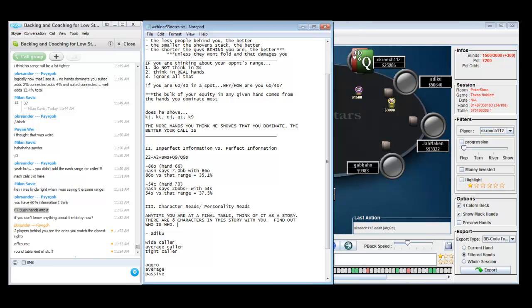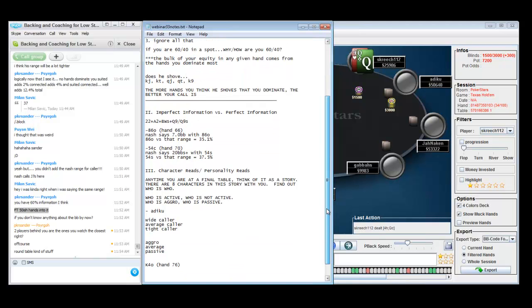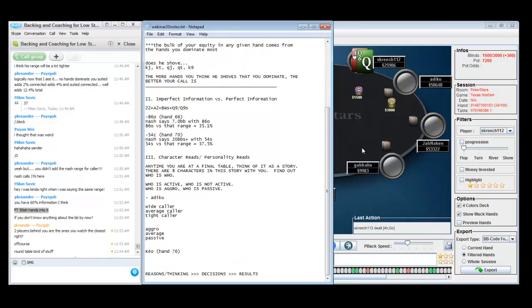Now we need to do the same thing here. The most basic elements that you can look at: who is active? Who is not active? Who is super aggressive, like, who is aggro? Who is passive? Things like that. Very, very basic things, but we should be doing this at all final tables. So this is how you can actually use this in game. So we are going to focus just on this guy now. Okay? And then we're going to revisit those 2 hands.